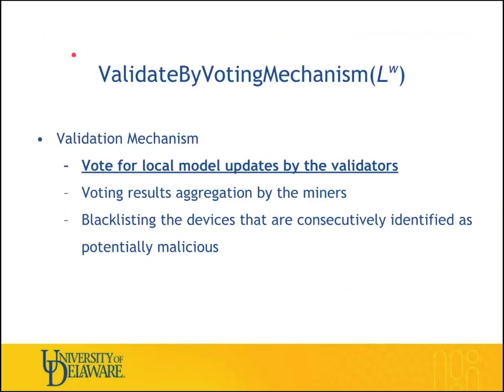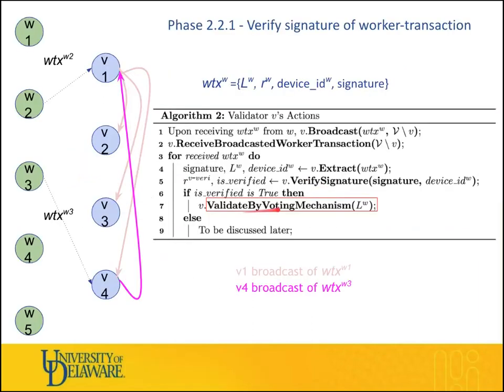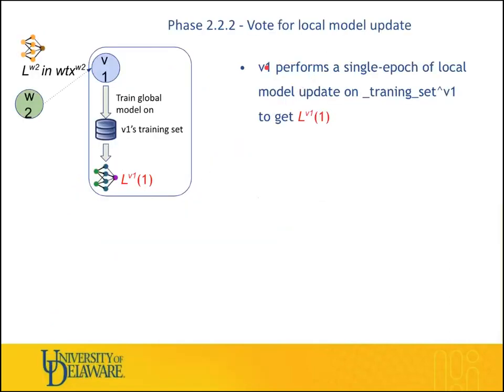So let's take a look at this voting mechanism, which is the first part of the VBFL validation mechanism. The voting mechanism I just mentioned comes after the signature verification step. Our proposed voting mechanism works like this. Let's just take V1 and W2 as an example. Before validating LW2, V1 would first perform a single epoch of local model update by training the global model constructed from the last communication round on its training set.